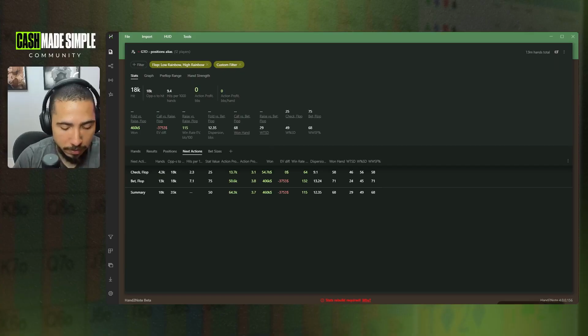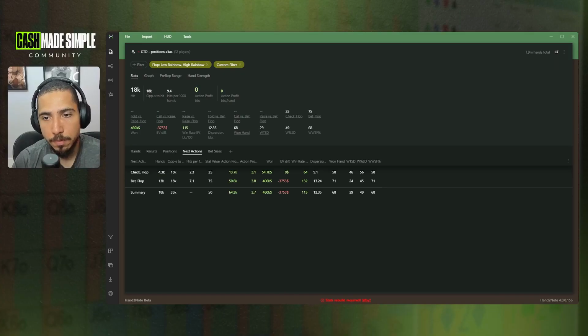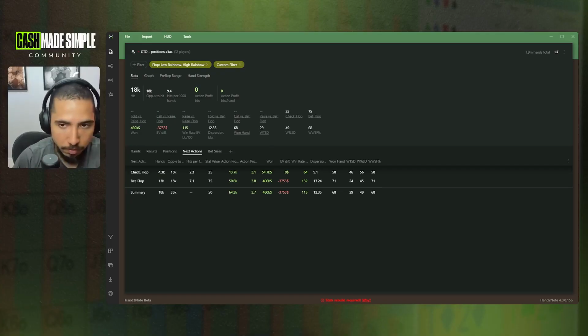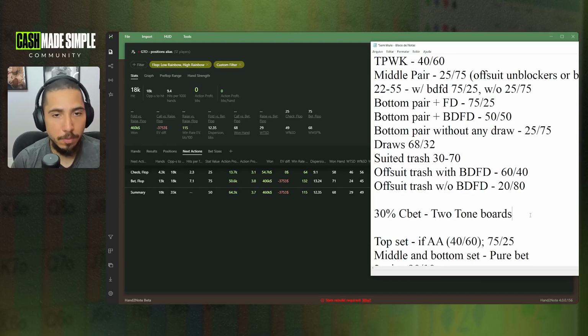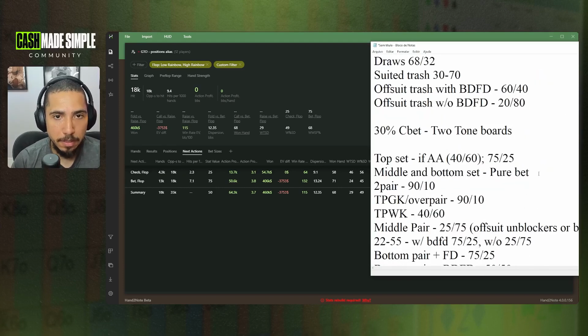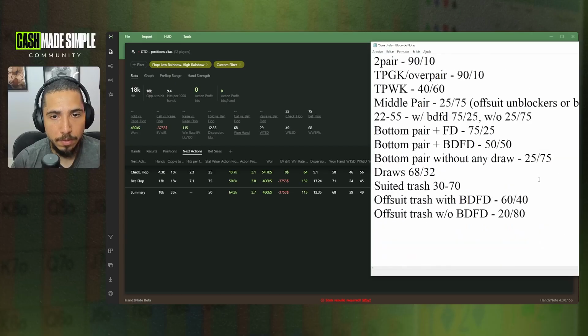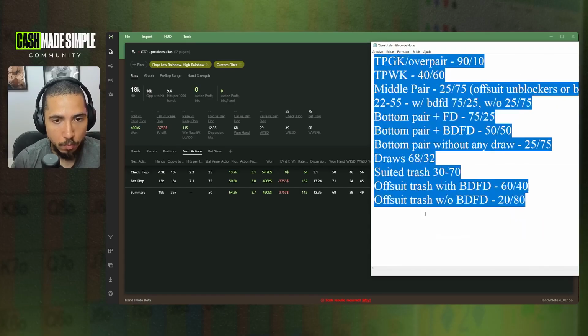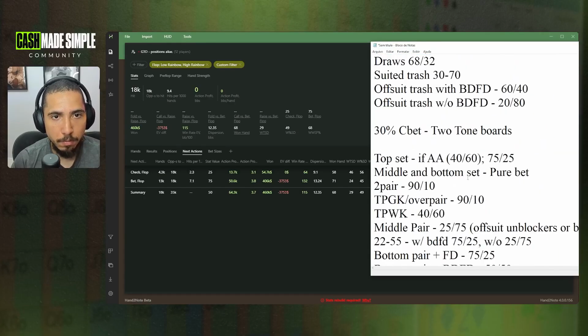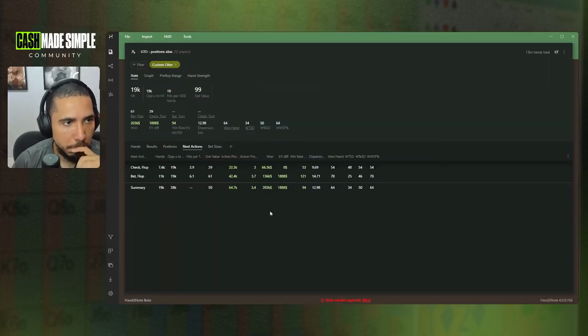So let's divide this into rainbow boards and two-tone boards. The two-tone boards are the ones that I think are the most difficult. So we're going to have one section for the 30% c-bet two-tone boards, and another section for the 30% c-bet rainbow boards. Let's start with the two-tone boards.